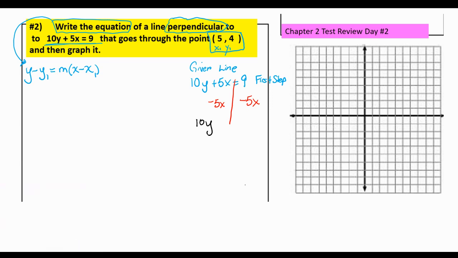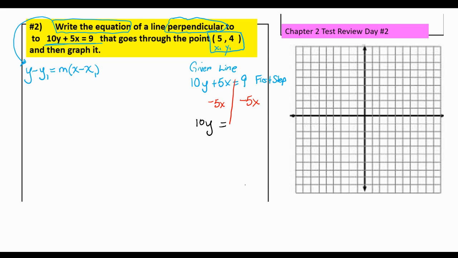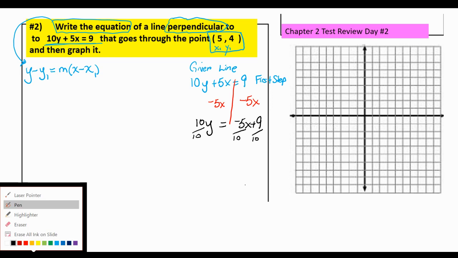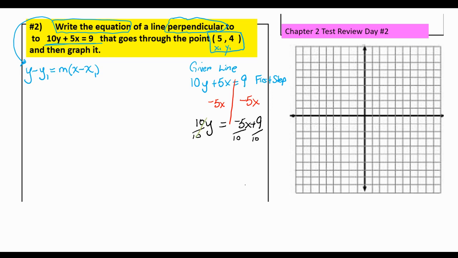That would be 10y is equal to negative 5x plus 9. We're going to divide each side by 10. So y would be equal to negative 5 over 10x plus 9/10.